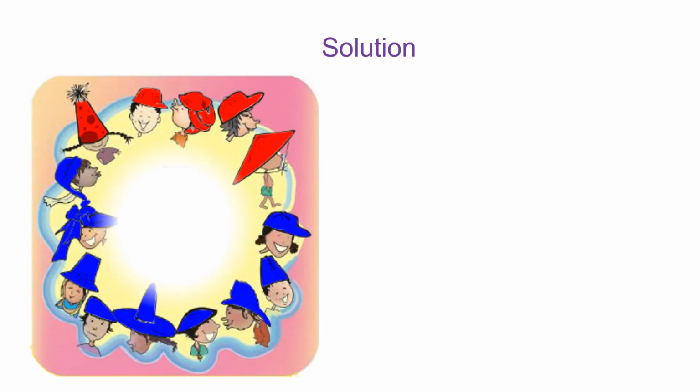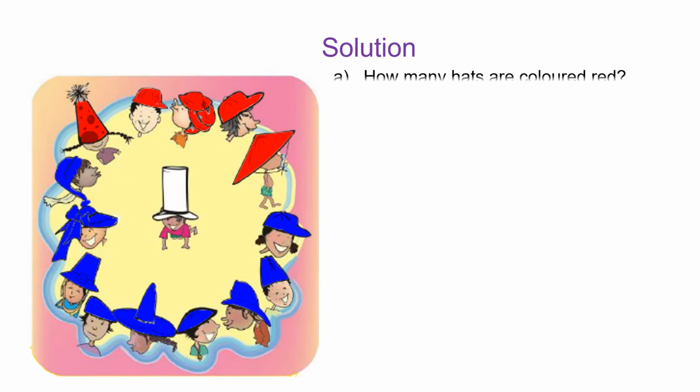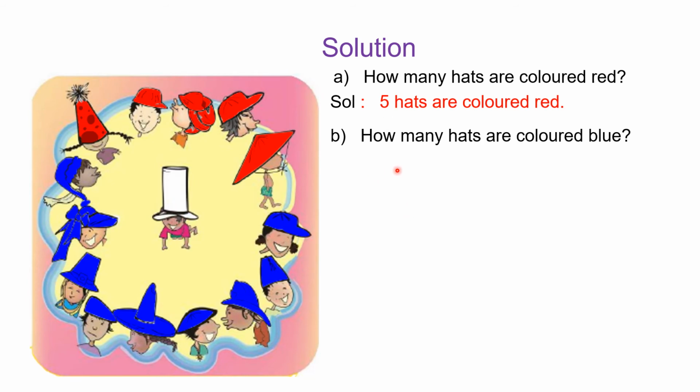Now look at this picture. Let us find out how many hats are colored red. 1, 2, 3, 4, 5. 5 hats are colored red. How many hats are colored blue? Let us count. 1, 2, 3, 4, 5, 6, 7, 8, 9. 9 hats are colored blue.